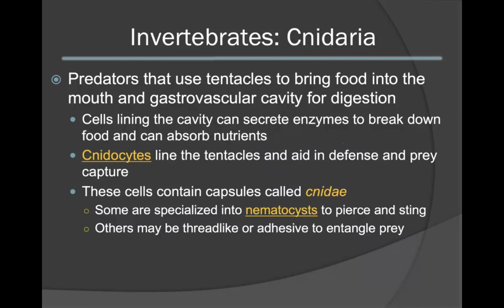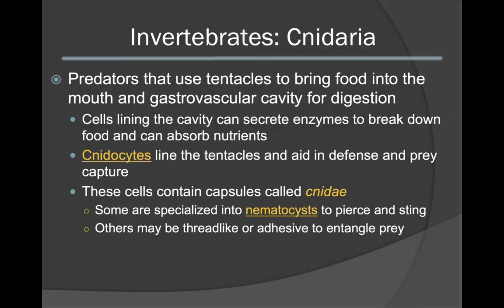In general, cnidarians are considered to be predators that use tentacles to bring their food into their mouth and into the gastrovascular cavity, where it can then be digested. Cells that line the gastrovascular cavity can secrete specific enzymes that are important in breaking down the food and also in absorbing the nutrients.